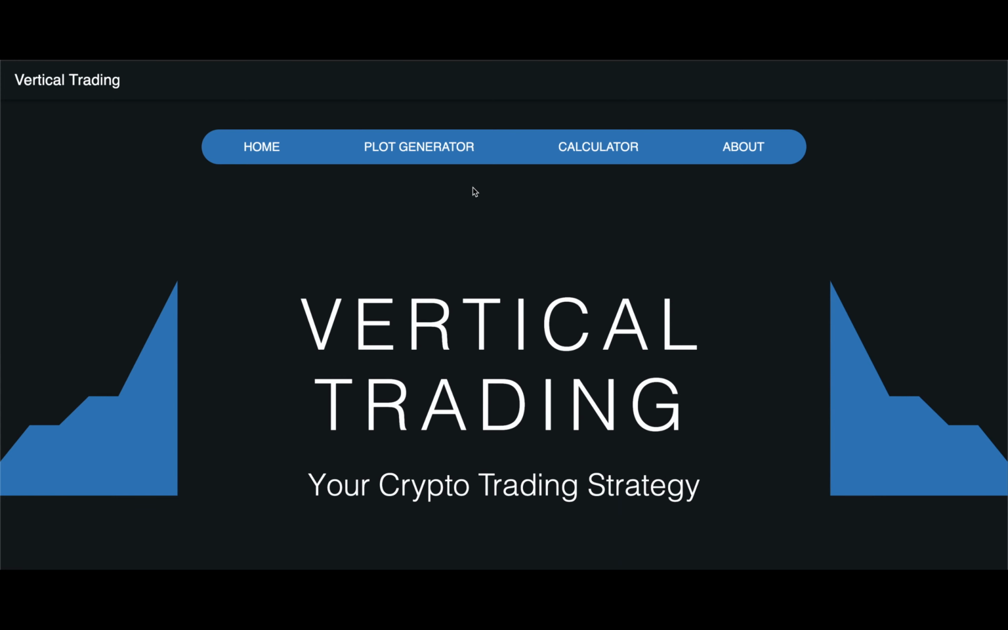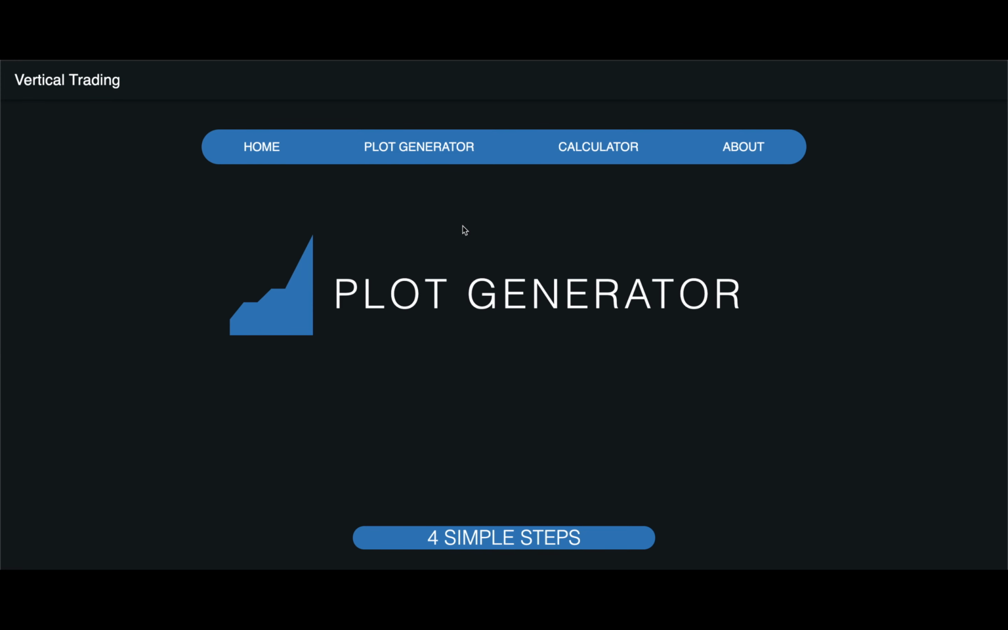Today we're gonna look into the plot generator. So let's navigate to the tab.